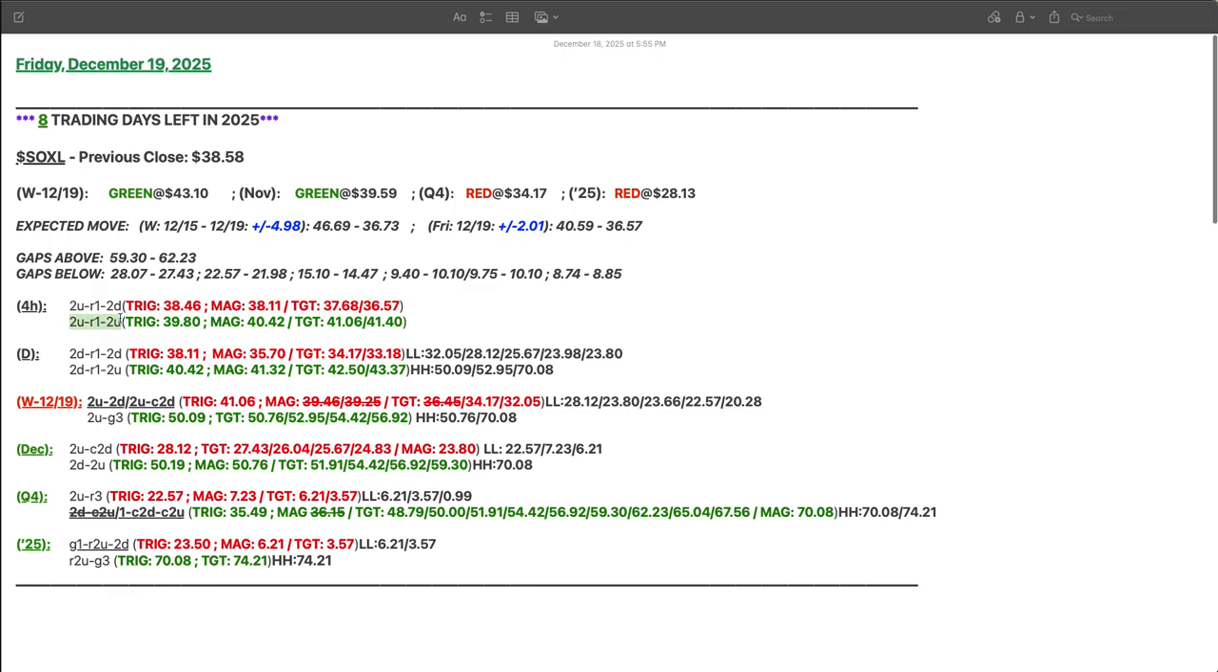If we were to go to the upside, that will give us a 2-1-2 up reversal, triggering at 39.80 and giving us a magnitude of 40.42. So not a lot of magnitude on that move either. We've listed some extended targets here for you as well.